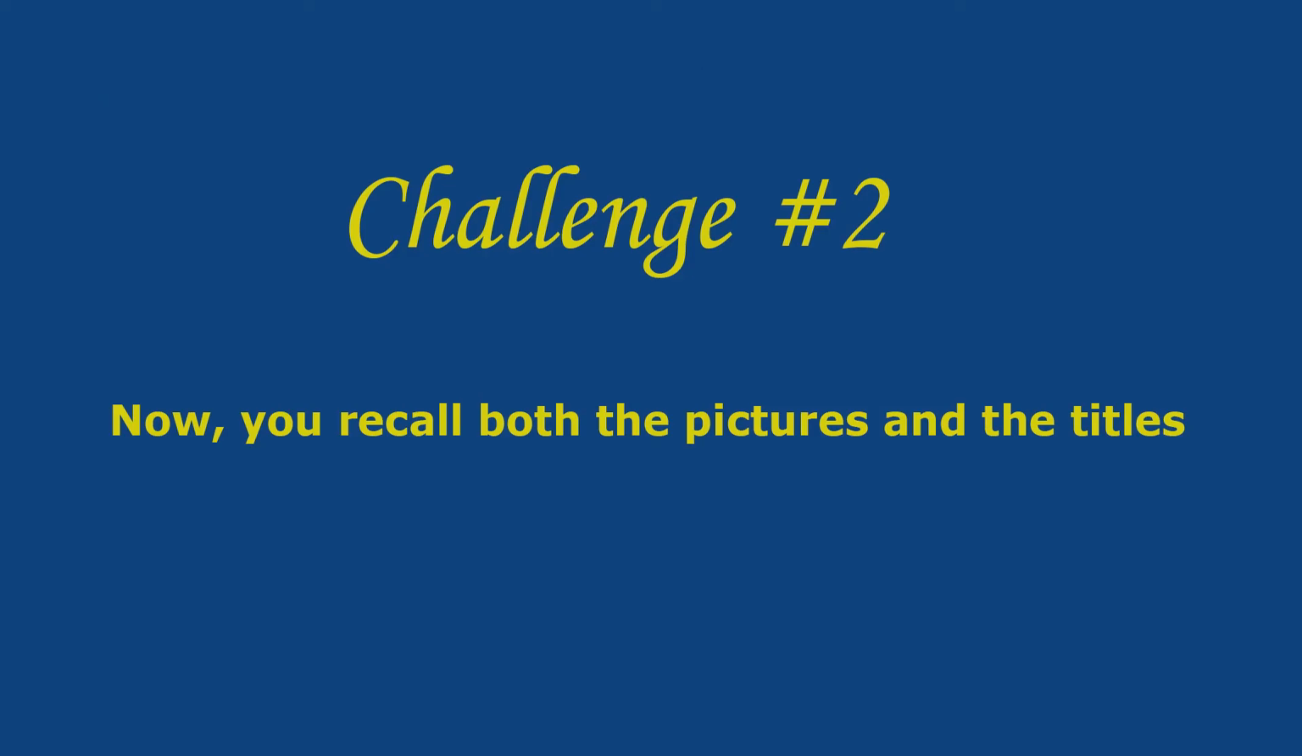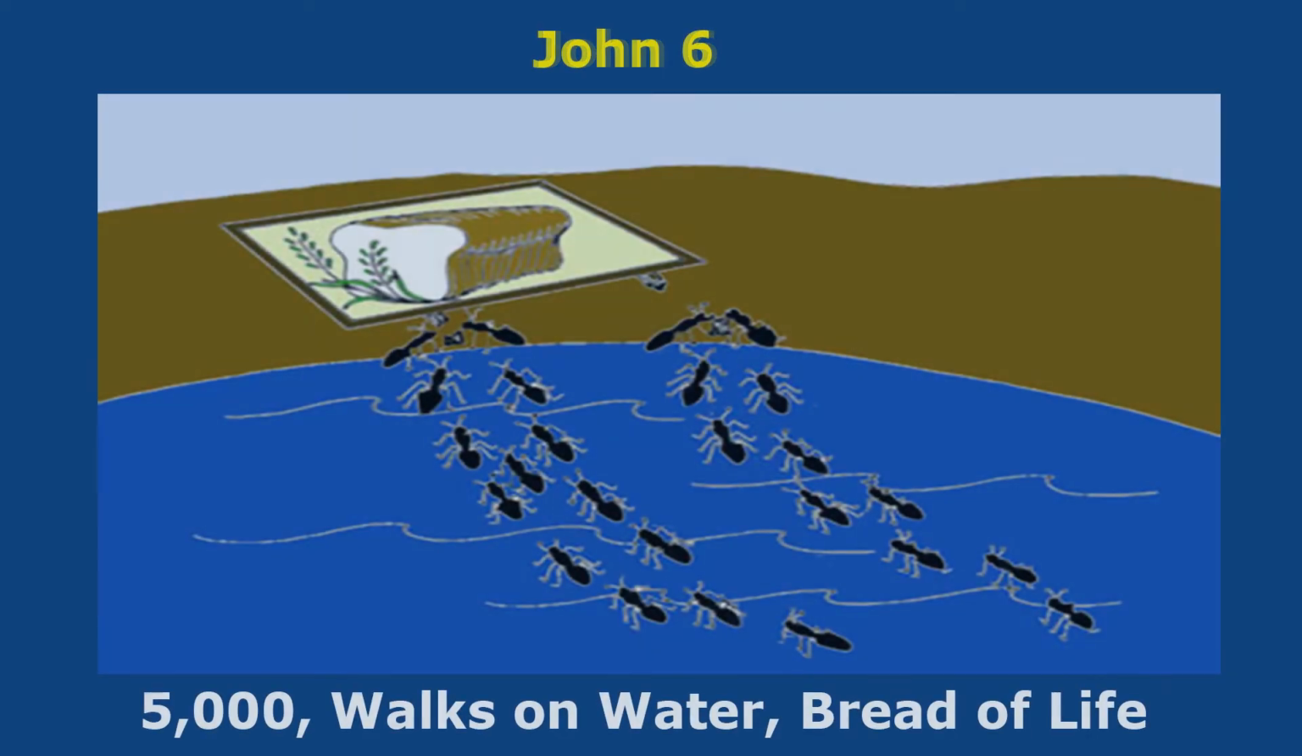Great. Now you're ready for challenge number 2. In this one, I'll just give you the numbers. You think of the pictures and then... What are the titles for chapter 6? That's right. Chapter 6 is 5,000, walks on water, bread of life.